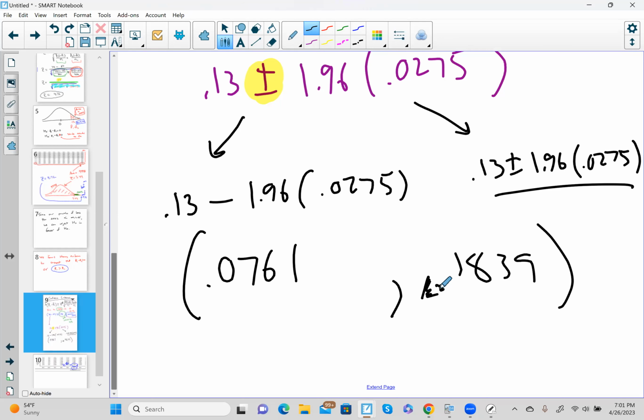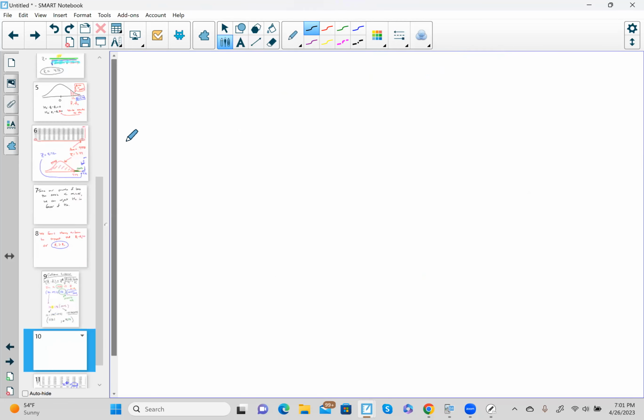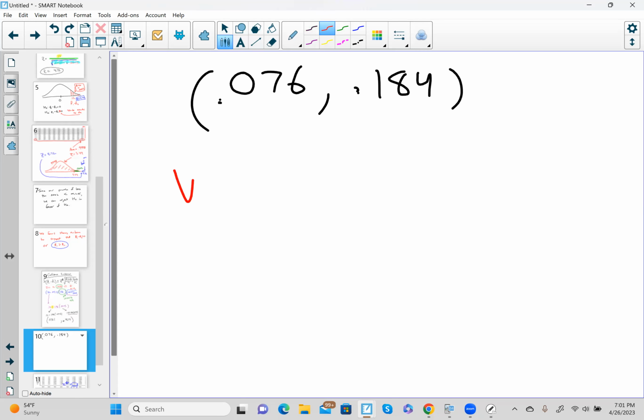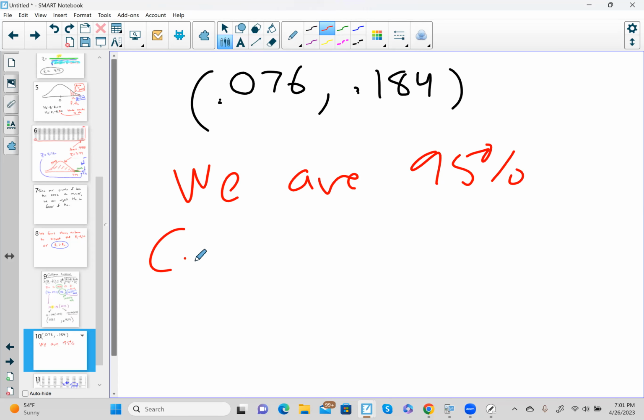You'd be like, why would I care about this interval? That would be a fair question. So our interval goes from 0.076 to 0.184, rounded. So what this interval is telling us is the following. We are 95% confident. That's why these things are called confidence intervals.